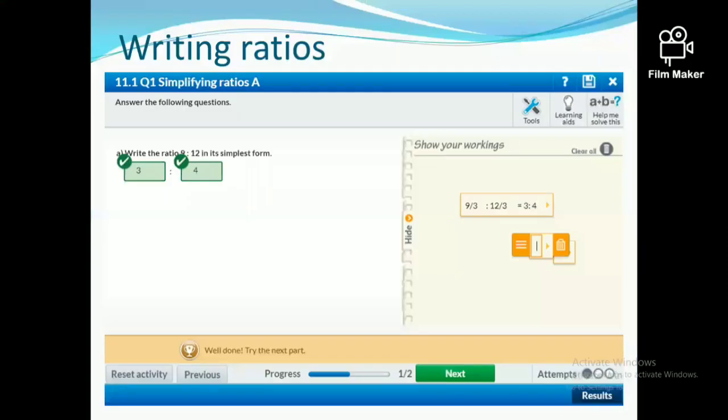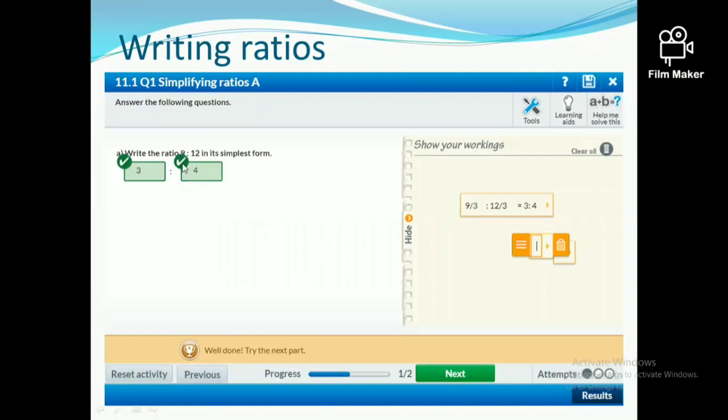Let's try to understand from this question. The question is, write the ratio 9 ratio to 12, I think you are familiar with this notation, in its simplest form. If you have such a situation, see from which number you can divide both numbers at once.